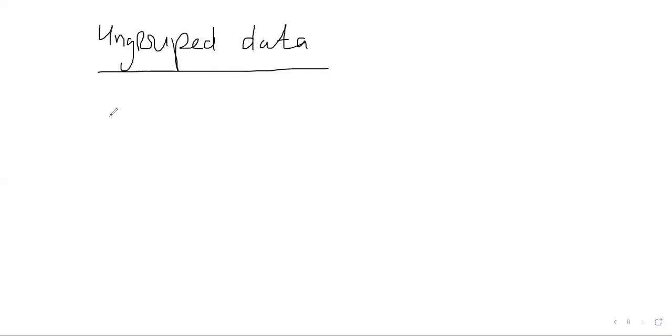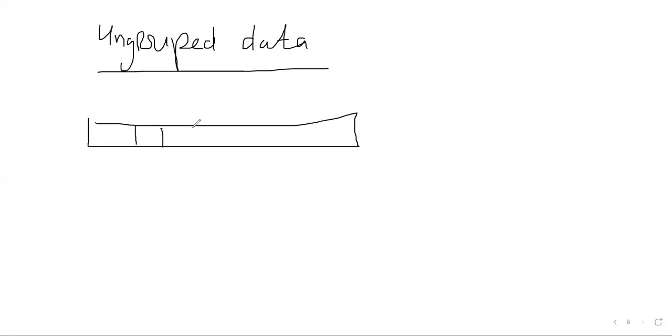So I'm going to start with what we call ungrouped data. So we have ungrouped data that has 1, 2, 3, 4, 5, 6, 7 values: 4, 3, 5, 5, 3, 1, and 20.